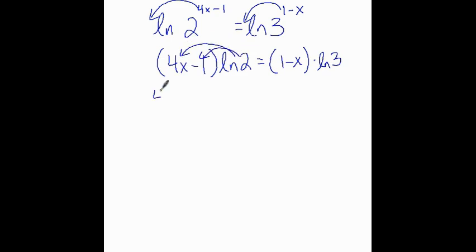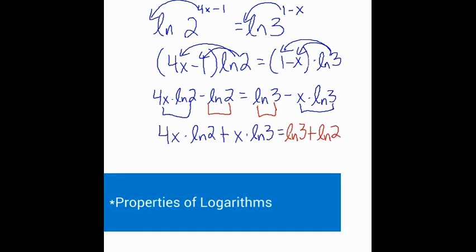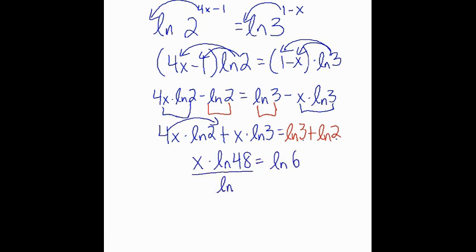We're going to get 4x times natural log 2 minus natural log 2 is equal to, we'll distribute this, natural log of 3 minus x times natural log of 3. And what I'm going to effectively do in this next step is take all the x's and move them to one side, and I will take all the constants and move them to the other side. Now let's go ahead and use some properties of exponents. Let's go ahead and divide by natural log of 48. And we get x is equal to natural log of 6 divided by natural log 48.